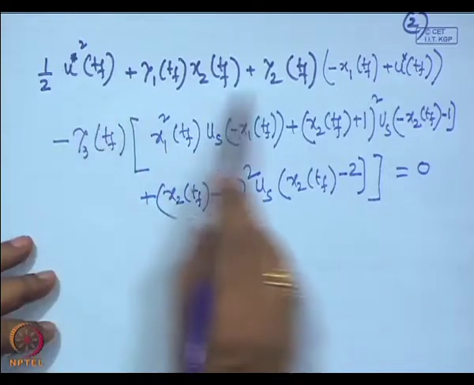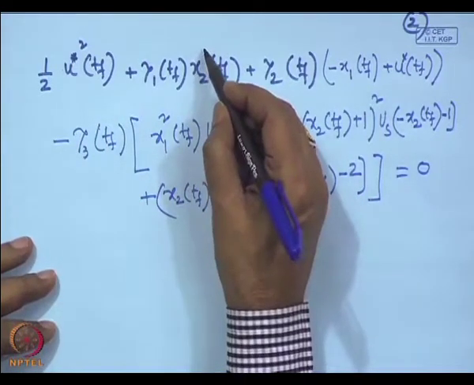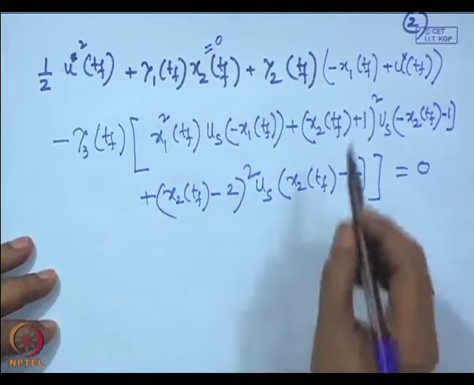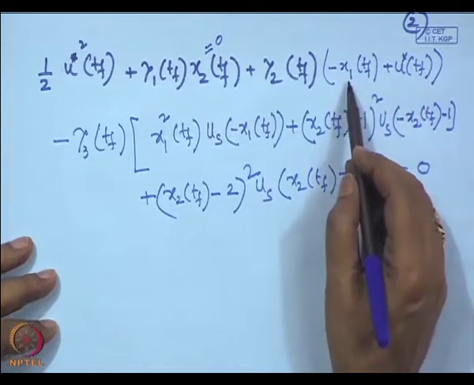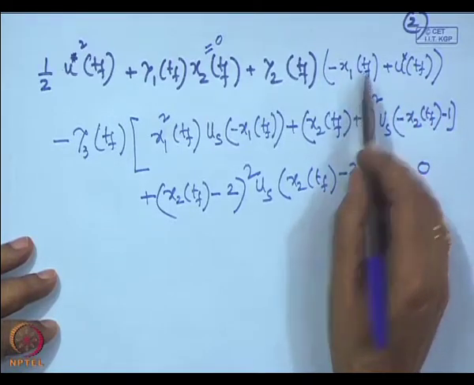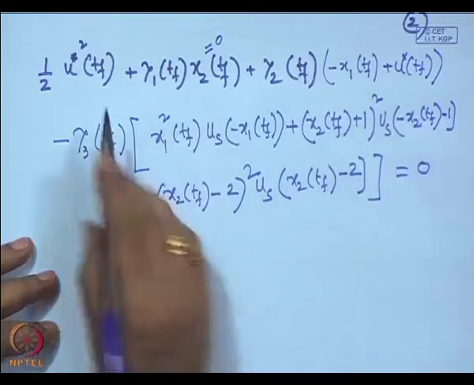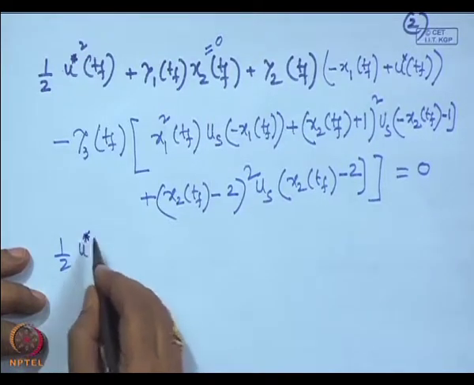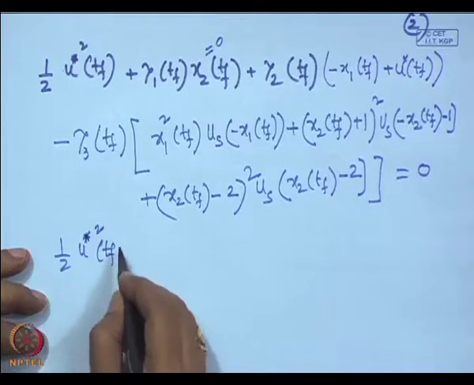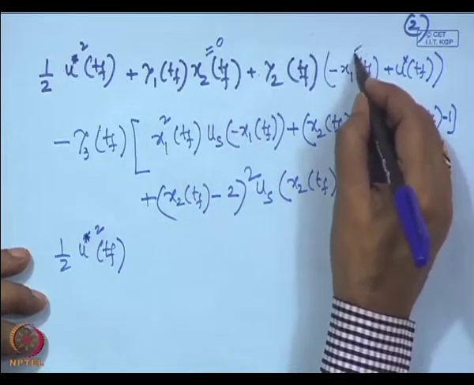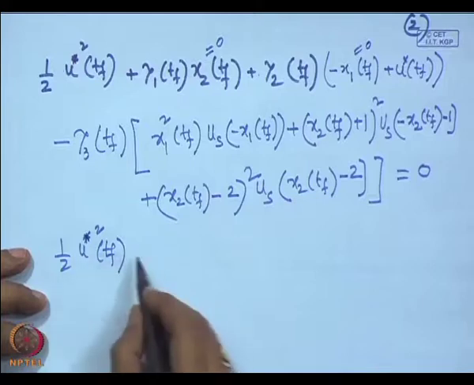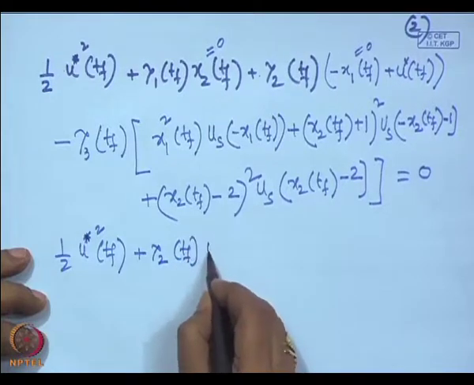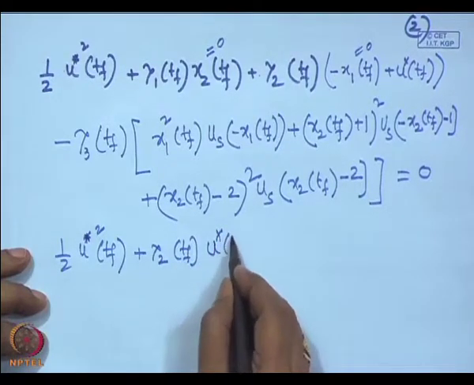Now, look at this expression. Here x T f value is what we want to drive the state from the initial condition to the final condition, this value is 0. Then here x 1 T f is also 0. So, only this term is there. From this one it is a half u star square T f, and from there this is equal to 0, this part, then from this part is plus lambda 2 T f into u star T f.